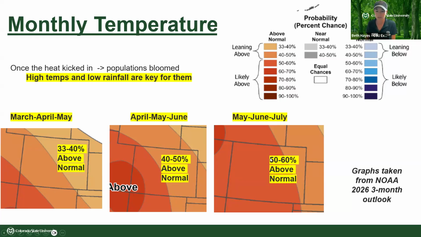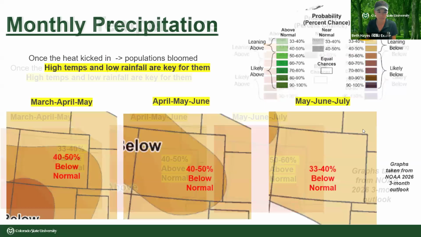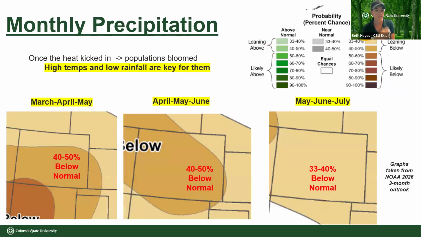So for this, it means most likely it's going to be on par with a lot of hatchings, a lot of grasshoppers, a lot of movement, unfortunately. So then let's talk about precipitation. Again, low rainfall, they love it. That's when they also love to thrive.